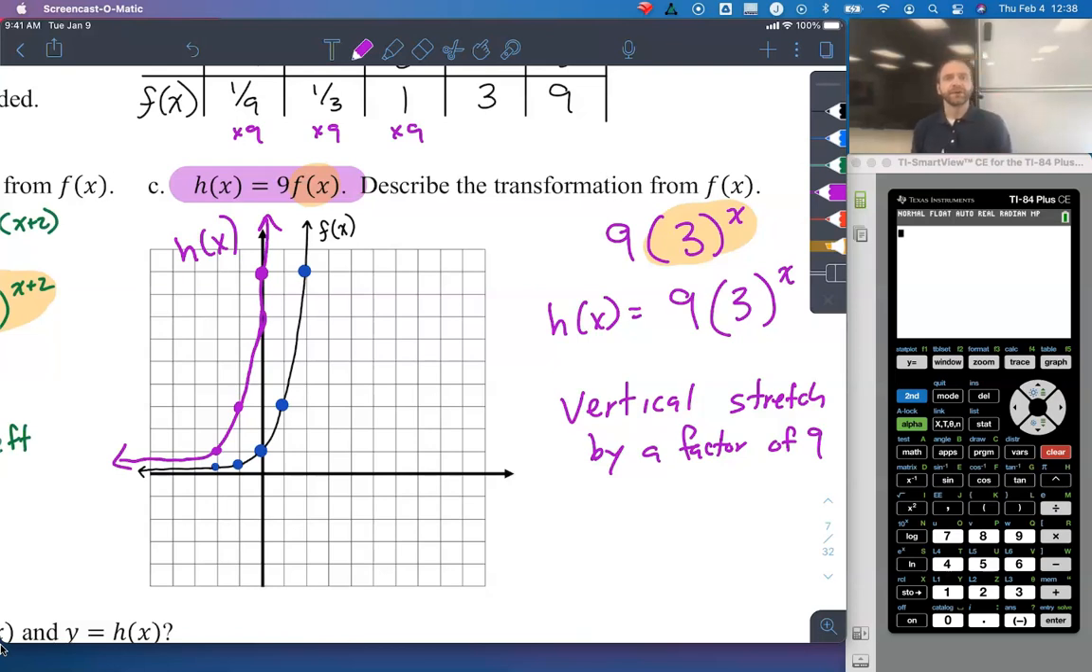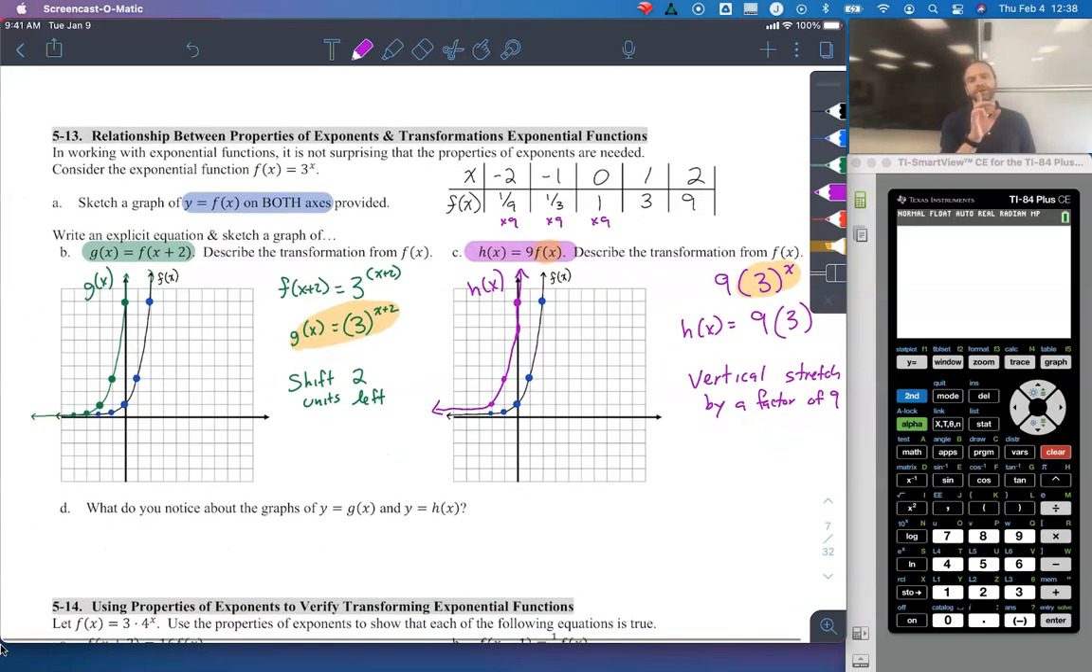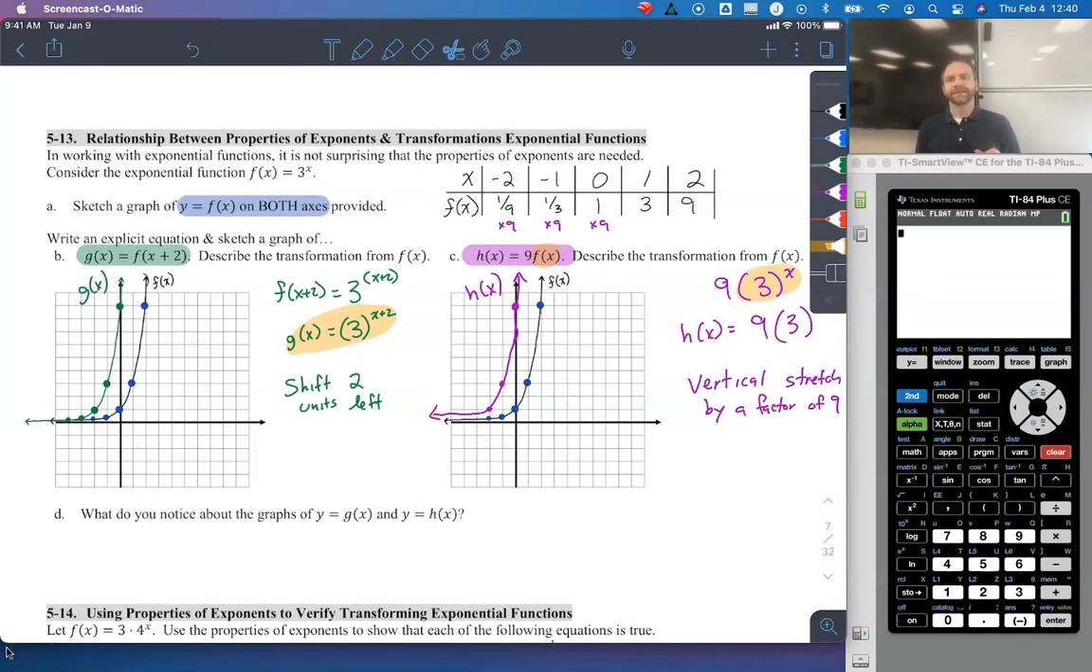G of x, if we look over there, was a horizontal shift to the left 2 units. What do you notice about these two graphs? So if I'm looking at this, both of them have a y-intercept that is exactly the same. Both y-intercepts are at the coordinate 0, 9. So I know they both have the same y-intercept.